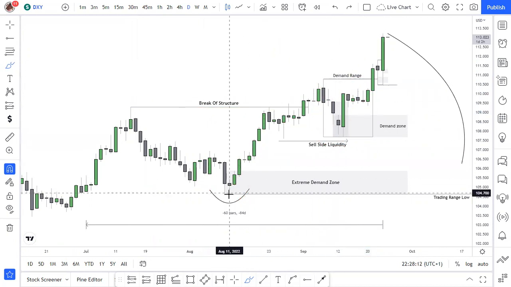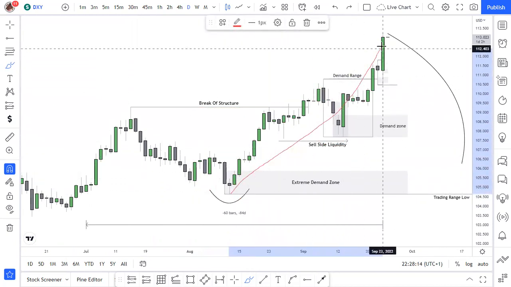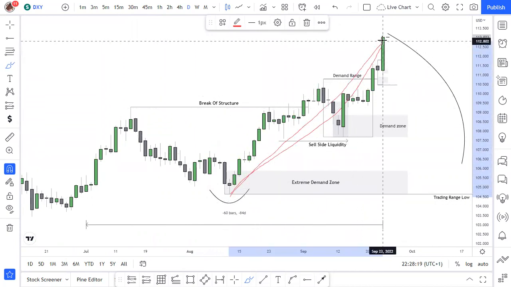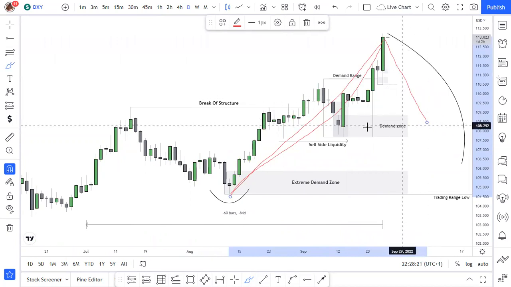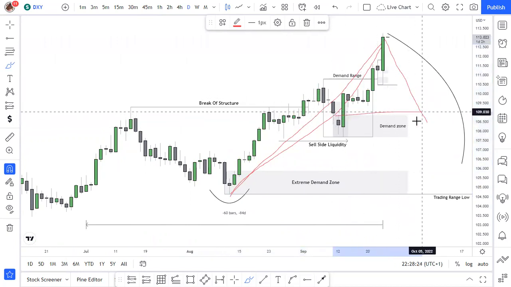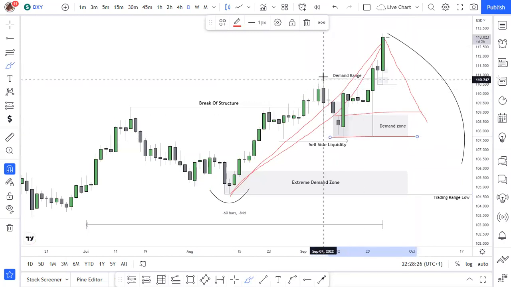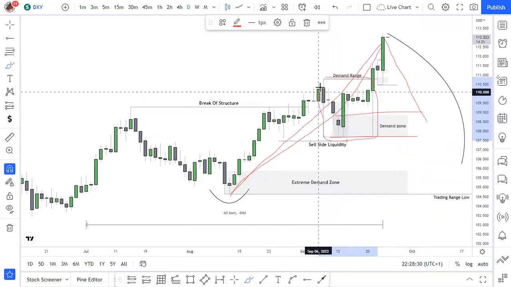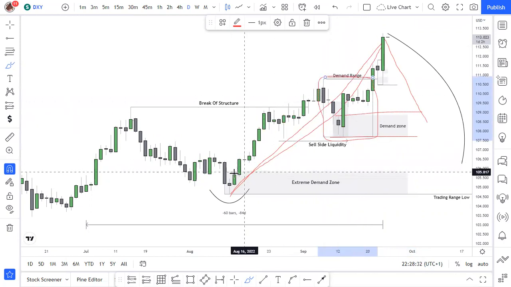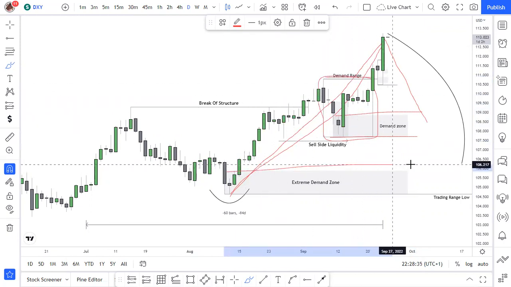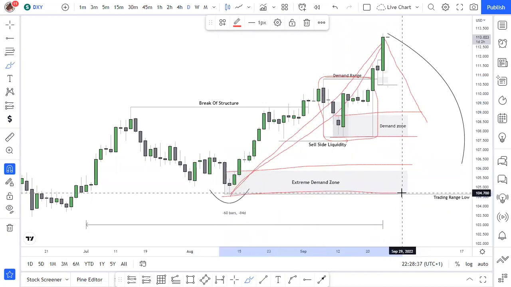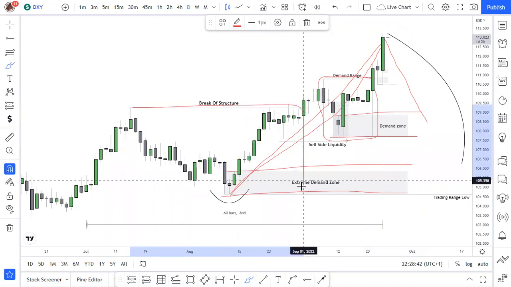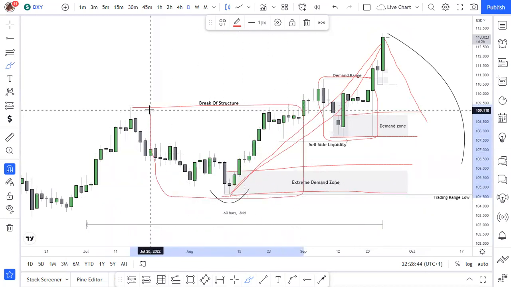To me, this whole push up here is like a single push. So what I'm expecting is for price to pull back maybe into this demand zone here, which is essentially this demand range. That demand zone is within this demand range here, or for price to pull back into this extreme demand zone, which is within this whole range here. So that's what I'm looking at.